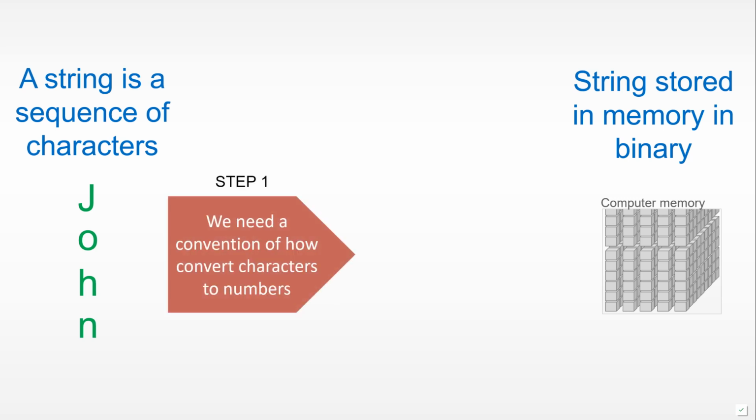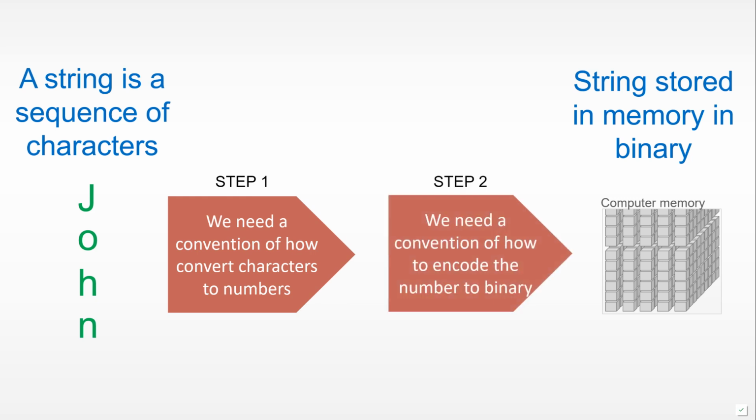To do this, we have to go through a couple of steps, which involve a convention. A convention in this case is a way of doing something so that everybody agrees on what the initial input is and what the output would be. The first convention would have to be how to convert characters into numbers so that each character that we use ends up being converted to the same number. And then the second convention would be how to encode these numbers into bits and bytes.